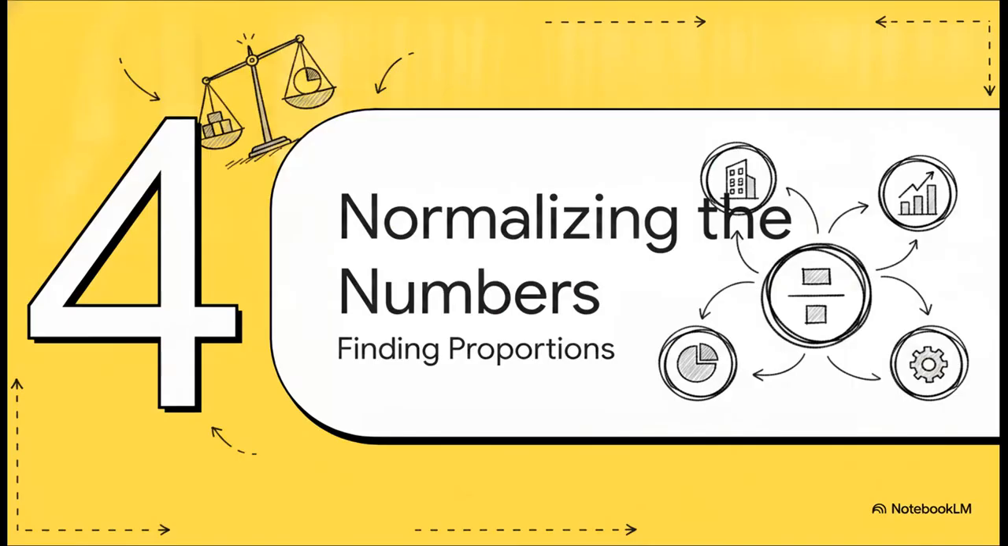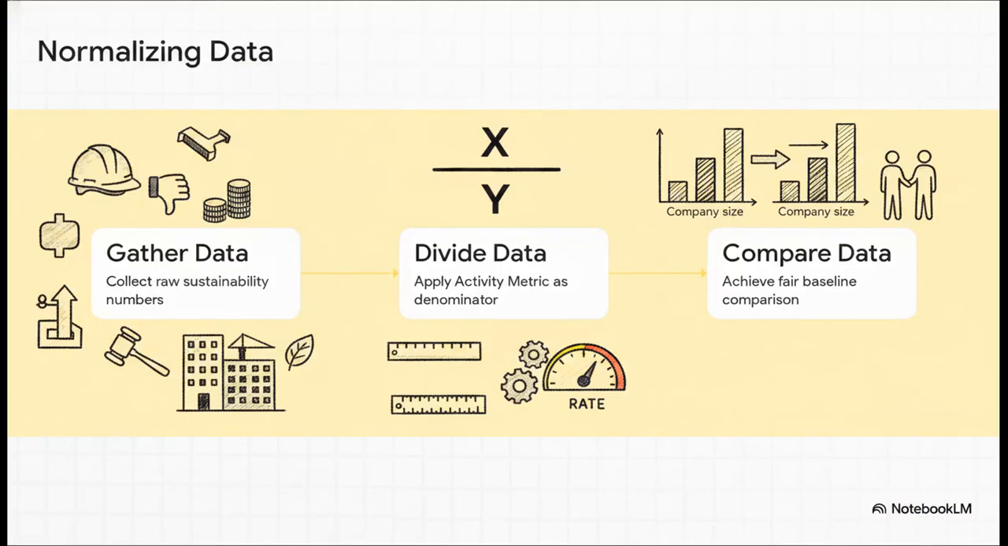Now we hit Section 4. Normalizing the numbers. Let's see how these 3 metrics actually step up as the mathematical denominators in our sustainability equation. Here is how the workflow breaks down in practice. Step 1. You gather your raw sustainability data, say the number of safety incidents or the amount of monetary losses from legal proceedings. Step 2.